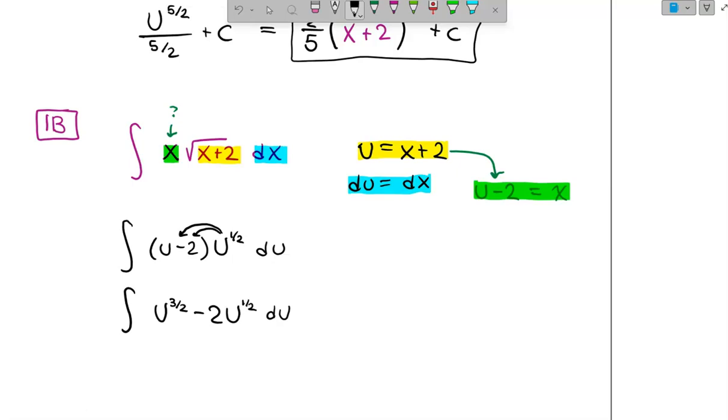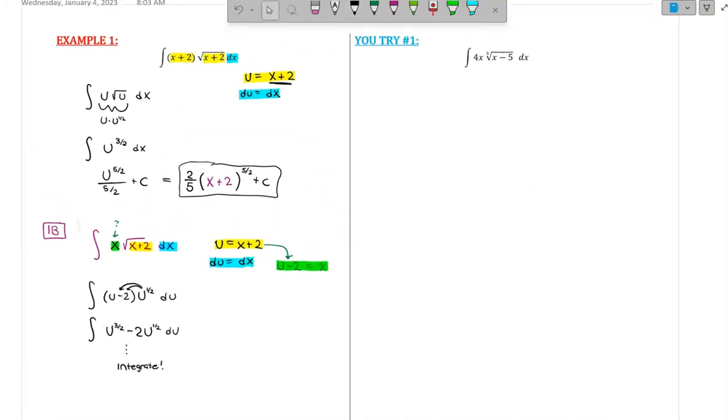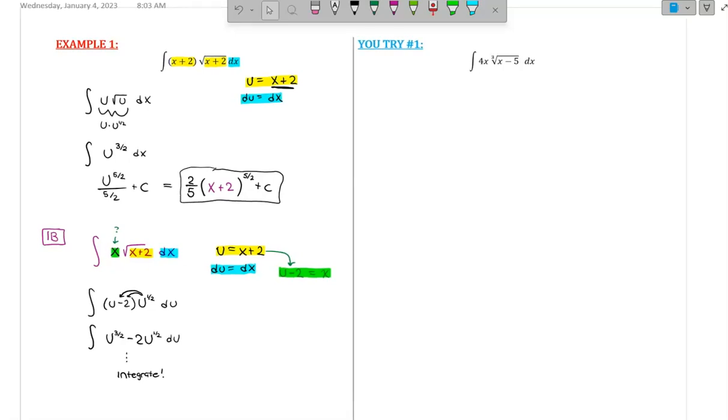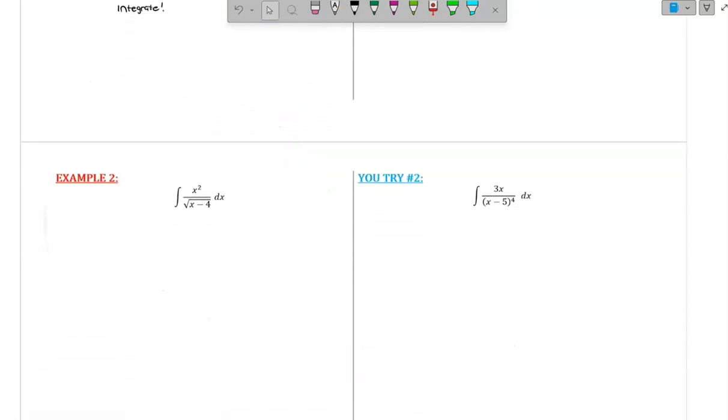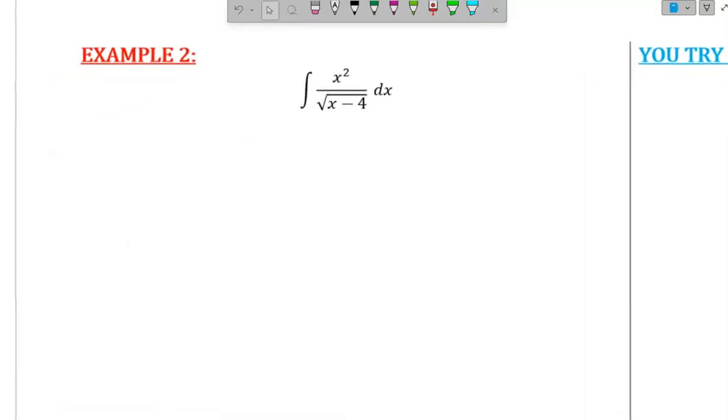Now from here, just for time's sake, I'm not going to do the integrations, but you would integrate, and don't forget to put that plus c on it. Feel free, if you want, to take a moment to pause this video and try out the u-try problem number 1 on the right-hand side, and see how you do. At the end of this video, I will show you those answers. But what we're going to do now is jump into example number 2, the last example that I'm going to go over with you in this video.